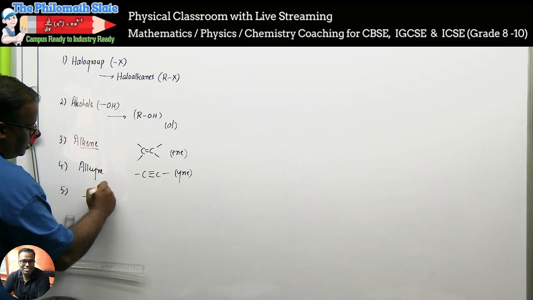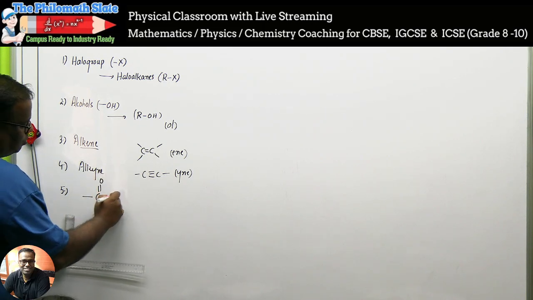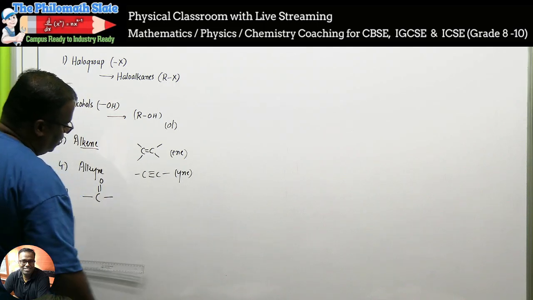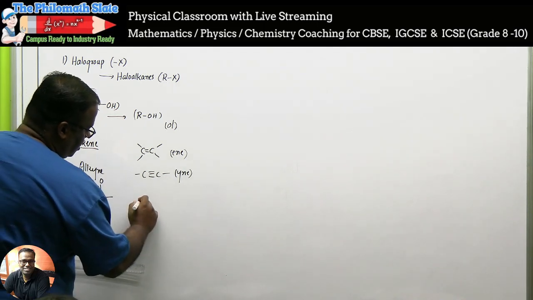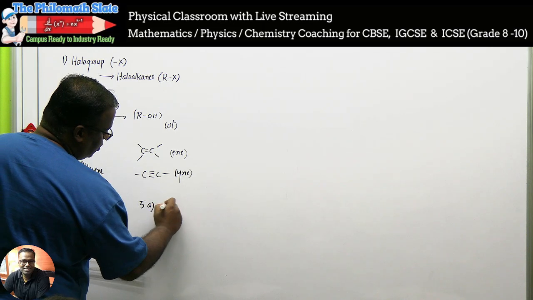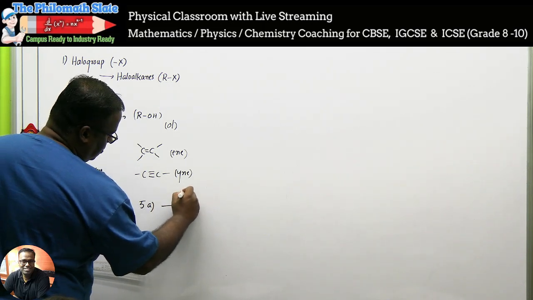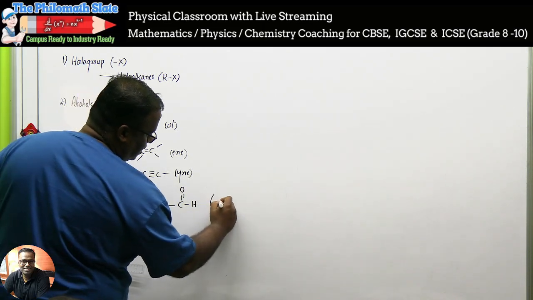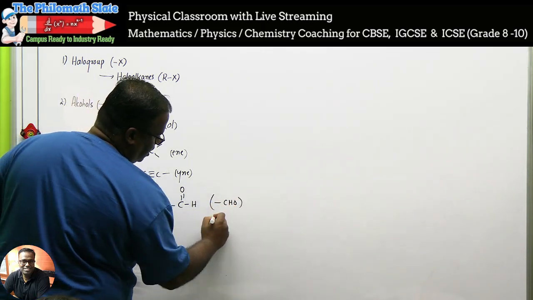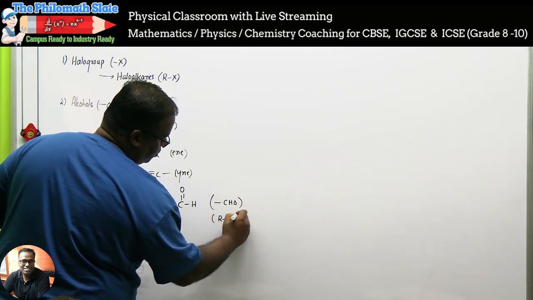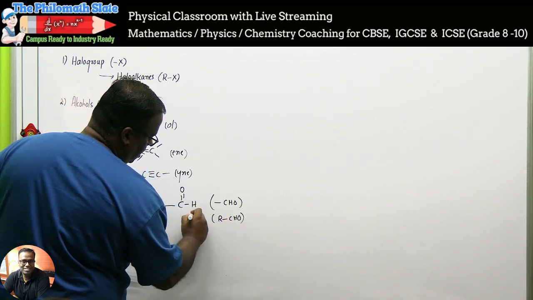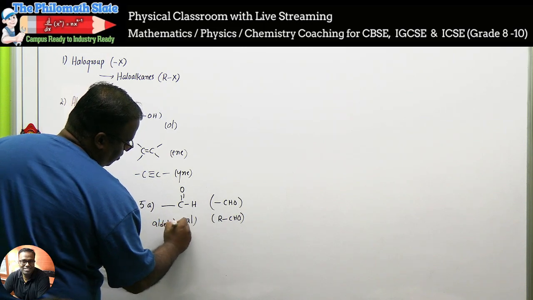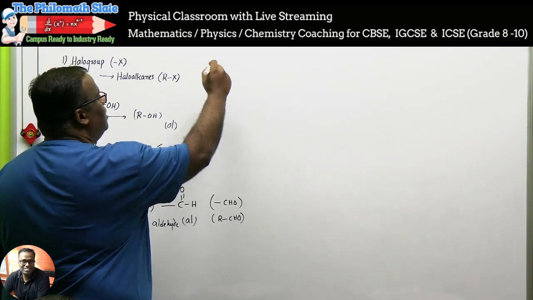A carbonyl is C double bond O with both sides open. This is a carbonyl group, which is generally used in the ketone part. From here, 5A, we get C double bond O, and we fill the open side with H, which can be written as -CHO, and an aldehyde looks like RCHO. This ends with -al. This is an aldehyde.